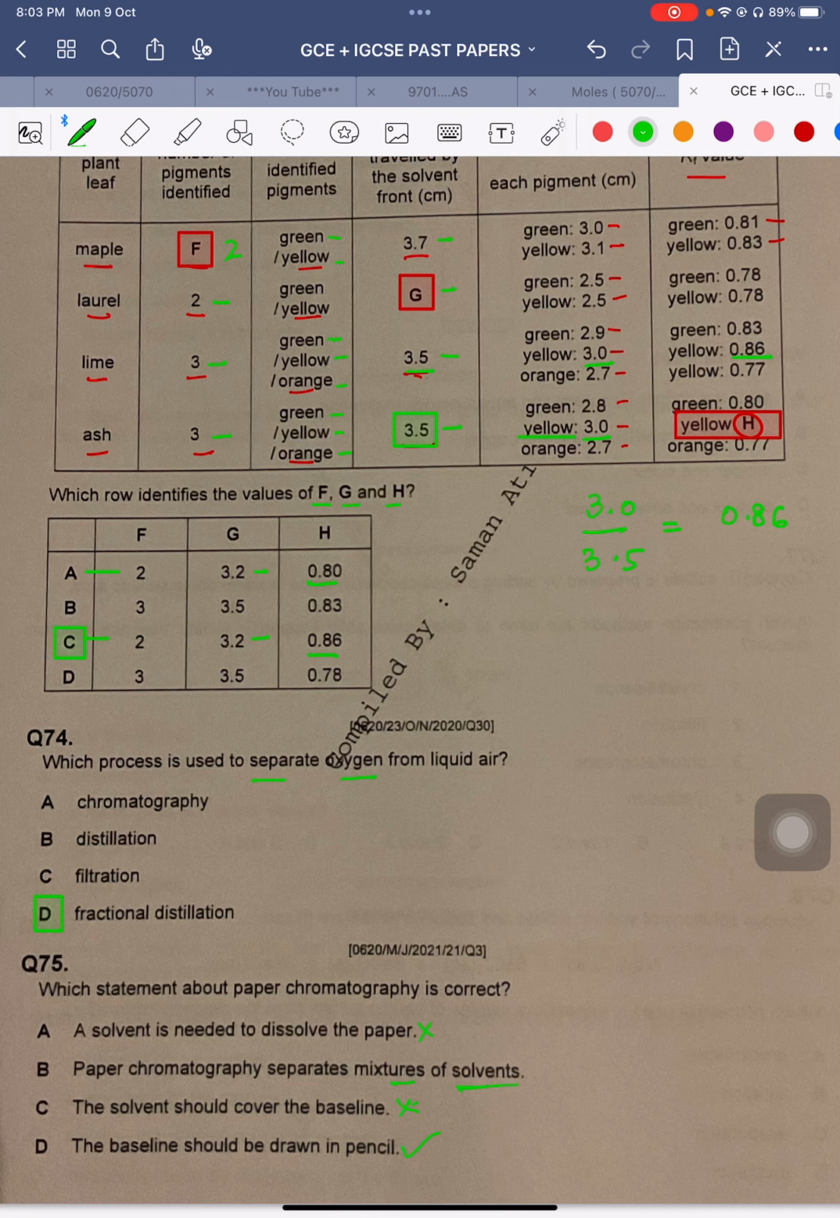The spots which we have placed on the baseline were separated with the help of paper chromatography. Solvent is water or alcohol. Paper chromatography is not used to separate a mixture of solvents like water and alcohol. Water and alcohol can be separated from each other by using fractional distillation. The baseline should be drawn in pencil, because if we draw it with pen, the ink dissolving in the solvent will affect the results.